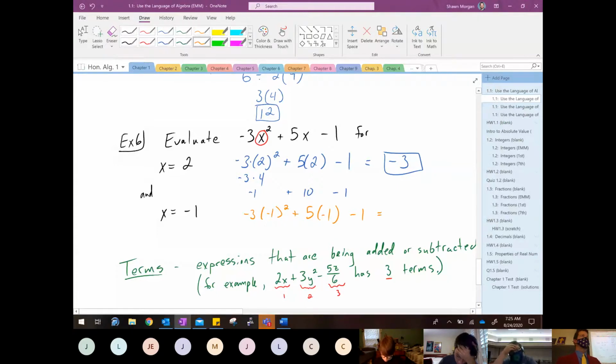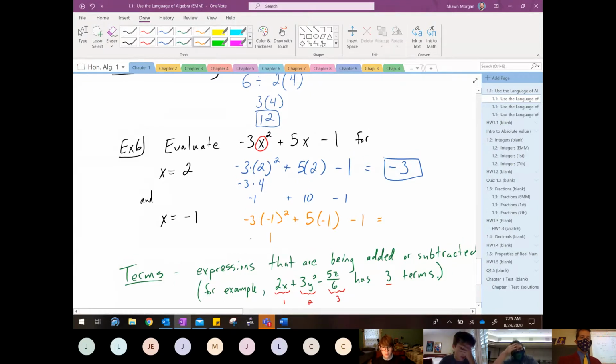All right. So what do I do first? The exponent. Good. -1 squared would be 1, and then 1 times -3 would be -3. Okay. So I got -3, -5, -1. What does that tally up to, class? -9 sounds good to me. So evaluating an expression should be pretty straightforward.